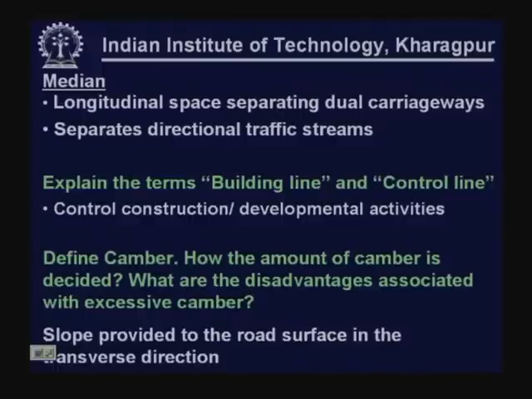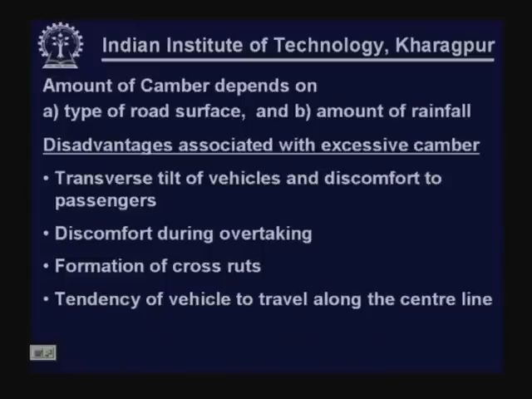Define camber: it is a cross slope provided to the road surface, the carriageway, in the transverse direction for the drainage of water. The amount of camber depends on the type of road surface, pervious or impervious. More impervious surface, lesser camber is required, and also it depends on the amount of rainfall. Heavy rainfall, more camber or more cross slope will be required. Less rainfall, lesser camber or cross slope will be required.